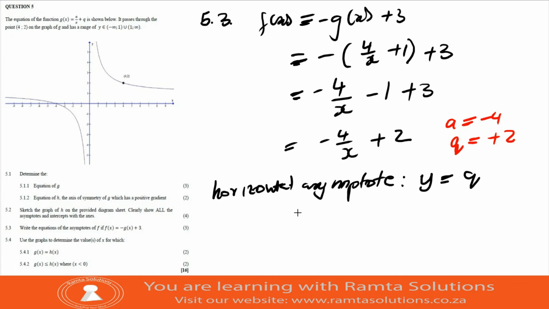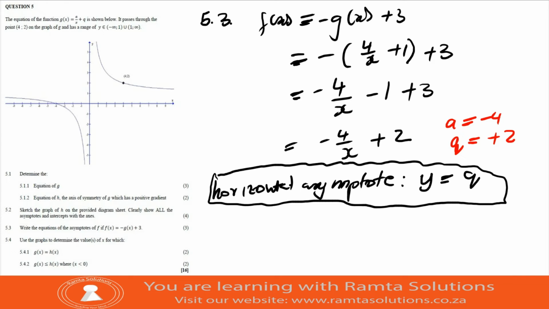Vertical asymptote, oh, maybe let me finish this first. Horizontal asymptote, I said y is equal to q. So our answer should then be y is equal to 2. This is our horizontal asymptote.